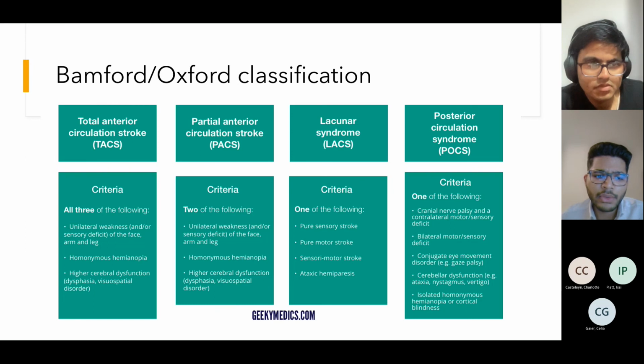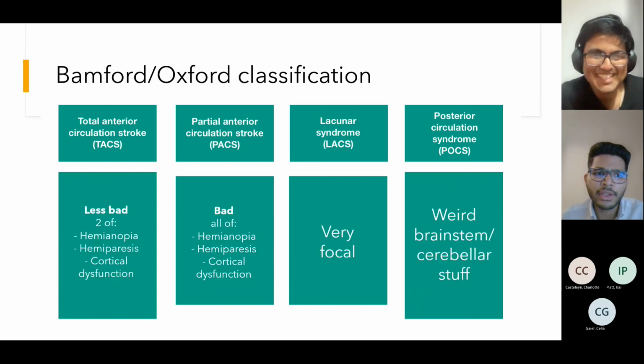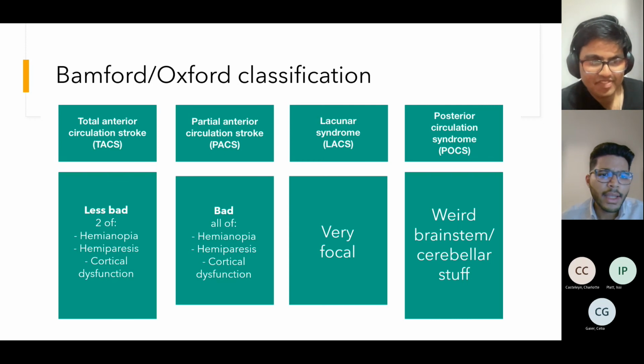I'm not going to read these out to you because you can read them in your own time, but what I did want to share with you, again, another one of Anush's suggestions, was my simplified way of thinking about this. So I know that a total anterior circulation is, so those are mixed up actually. Bad should be on the left and less bad should be on the right. I'll correct it before I send these slides out.